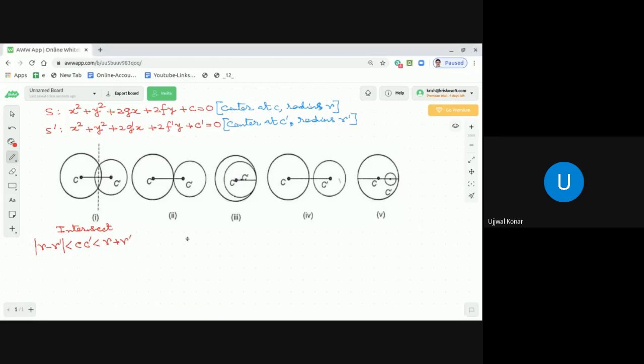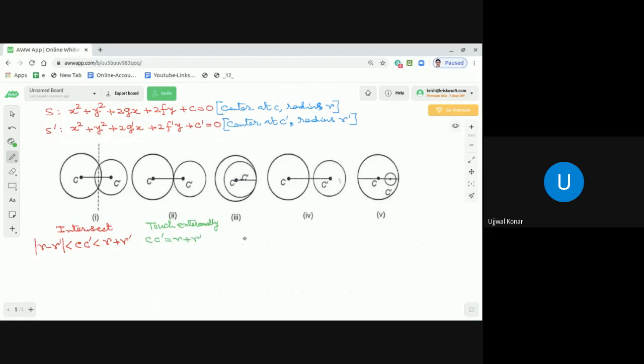Now the next case is that these two circles touch externally. Now as they are touching externally, obviously one thing is going to be true: the distance between the centers will be equal to the sum of their radii.